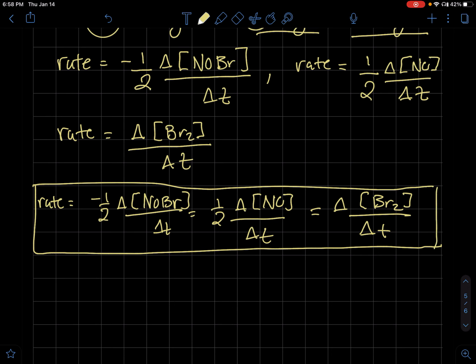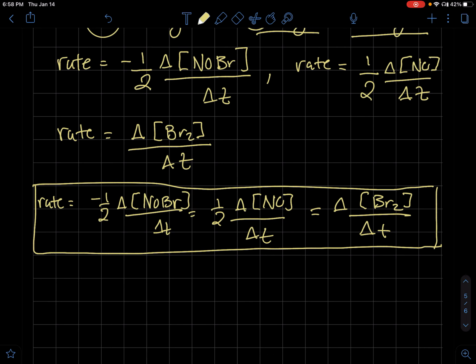Some things to be mindful of when you're writing these equations is don't forget the negatives. So make sure you check back and look at your work. Make sure all the reactants that you wrote are there, that you have a negative in front of them, and all the products are positive. Because the sign error is going to give you a wrong number.